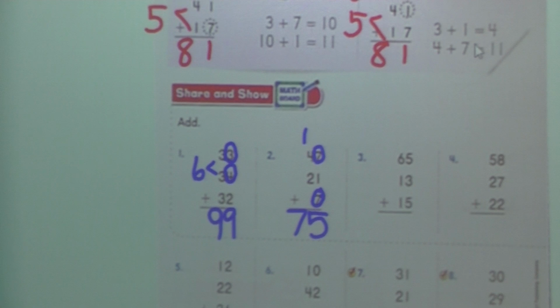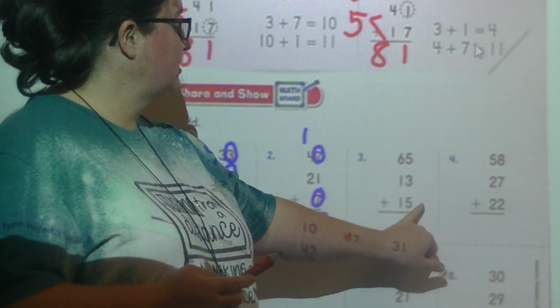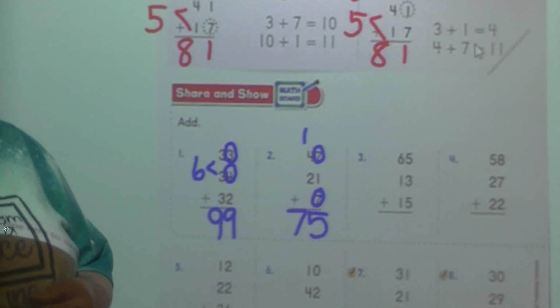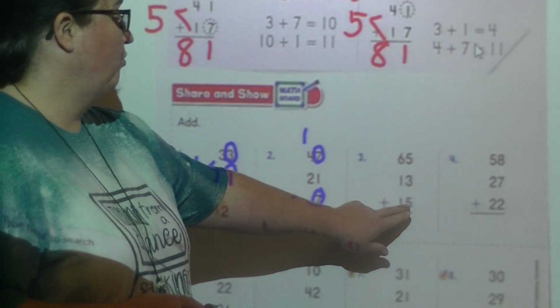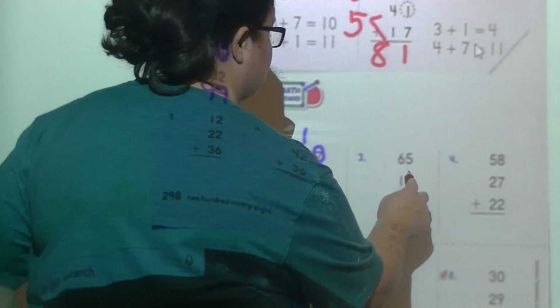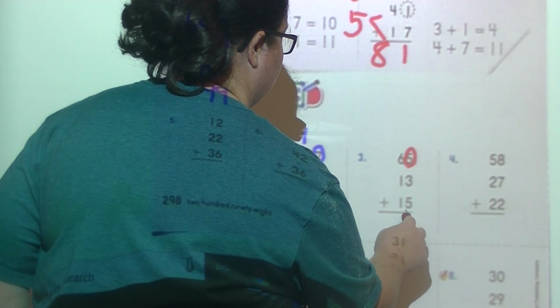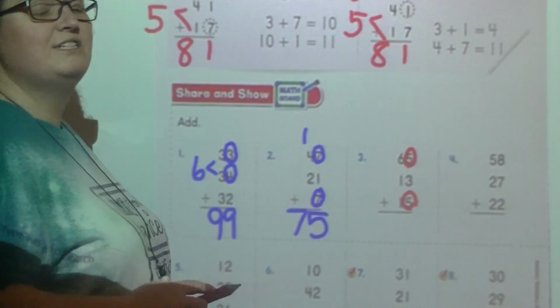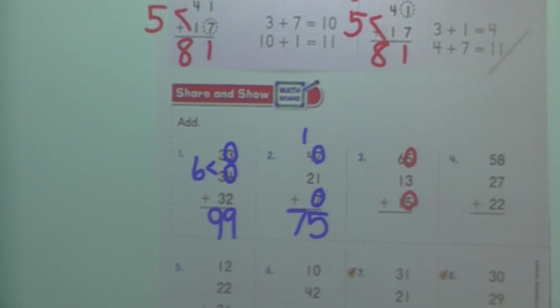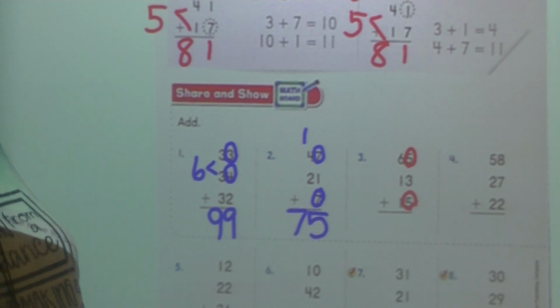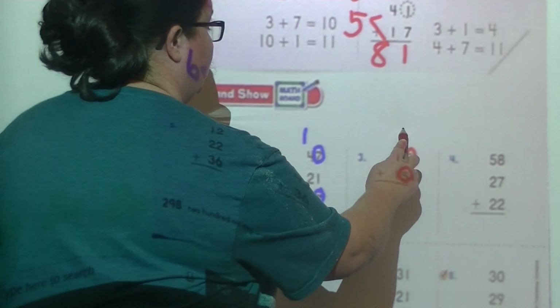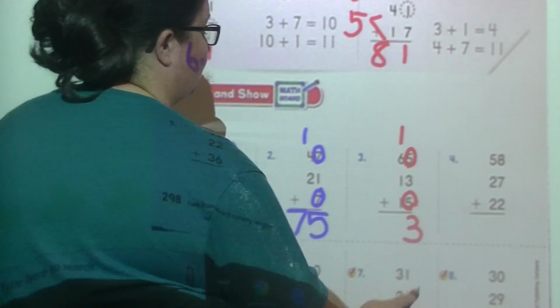All right, number 3. 65 plus 13 plus 15. All right, we've got 5 plus 3 plus 5. What two numbers should we add together first? All right, we easily know what 5 plus 5 is, so let's add those two together first. So what's 5 plus 5, guys? 10. What's 10 plus 3? 13. 13 is 1 ten and 3 ones.